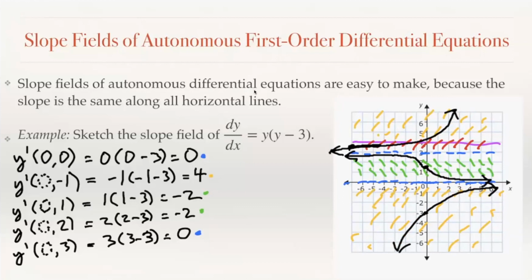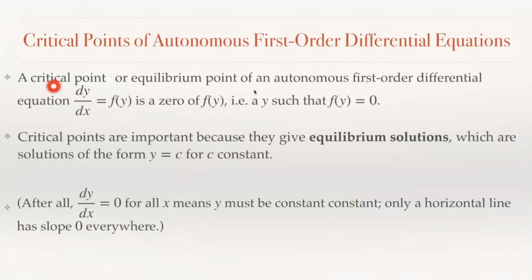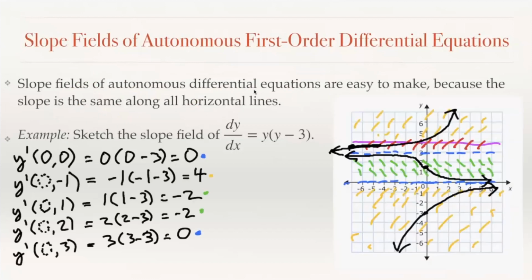So you can see that slope fields allow us to sketch what solutions to the differential equation look like. And critically, where the slope is 0, that tells us what asymptotes there are, or potential asymptotes at least. And speaking of that, these are called critical points. So a critical point, or equilibrium point, synonyms, of an autonomous first-order differential equation, that's a 0 of f of y. A 0 of f of y is where f of y is equal to 0, i.e. where the slope is 0. So in this case, 0 and 3, those y values where the slope is 0, those would be the two critical points.